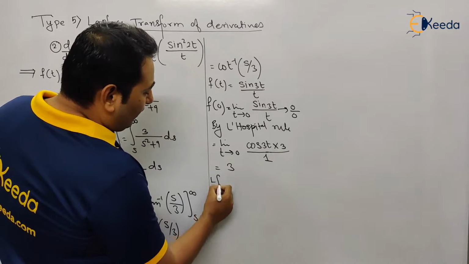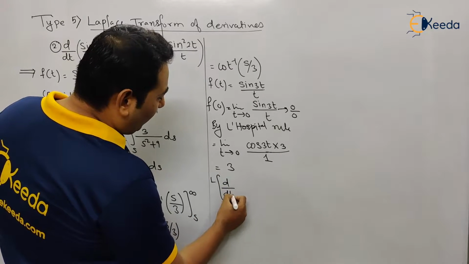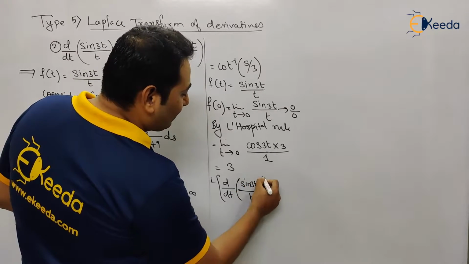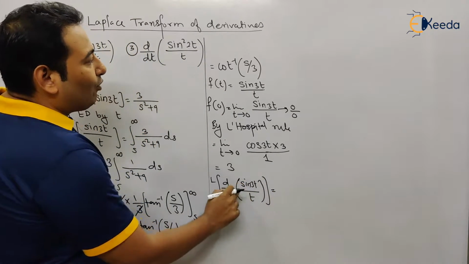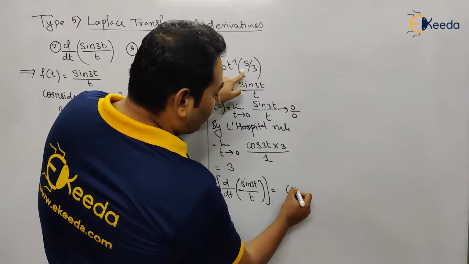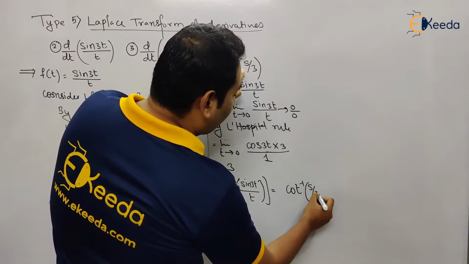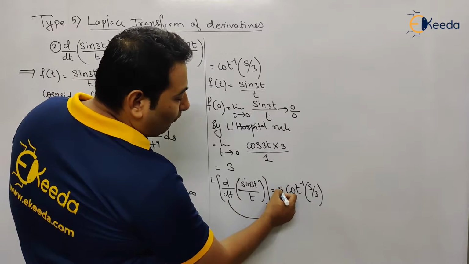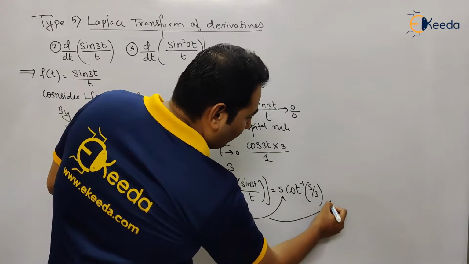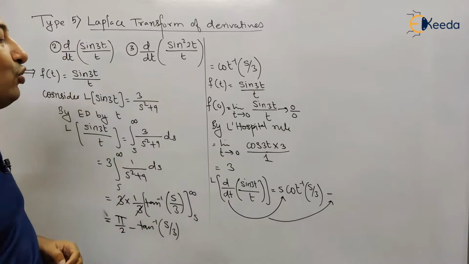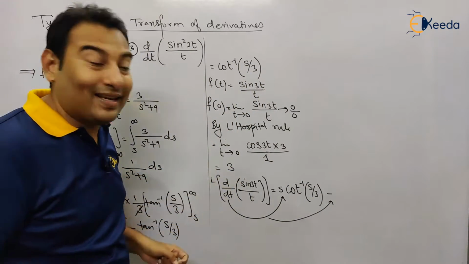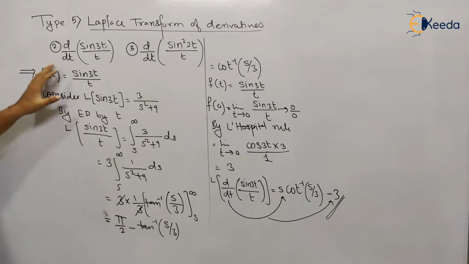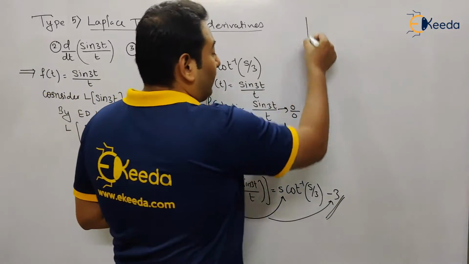Finally, Laplace of d by dt of sine 3t upon t. Yes, sine 3t upon t Laplace is what? Cot inverse of s by 3. And because of this differentiation, I'm going to put s here and minus f of 0. And what is f of 0? f of 0 in this case is 3. So that 3 will come here. Done with problem number 2. Let us discuss problem number 3.